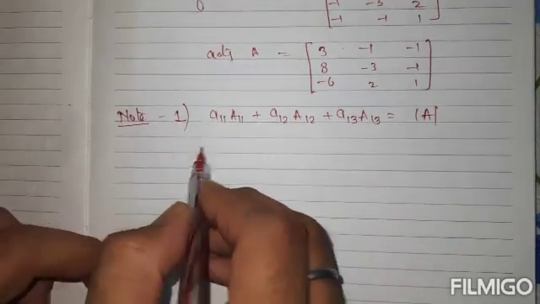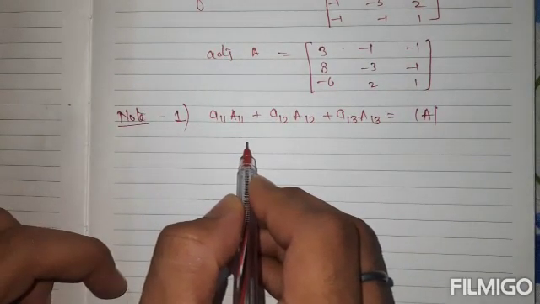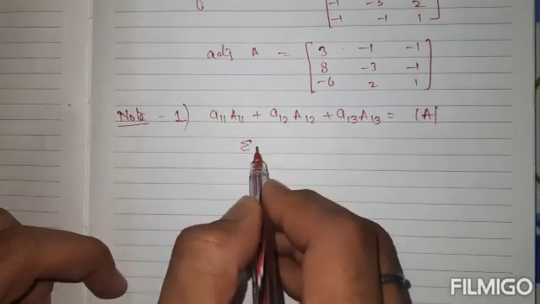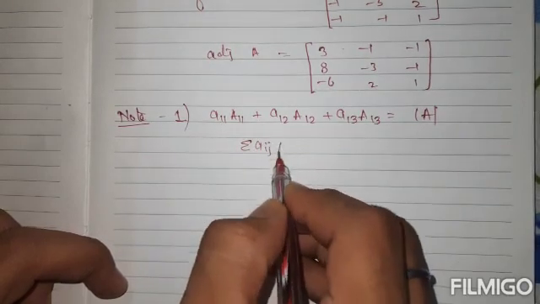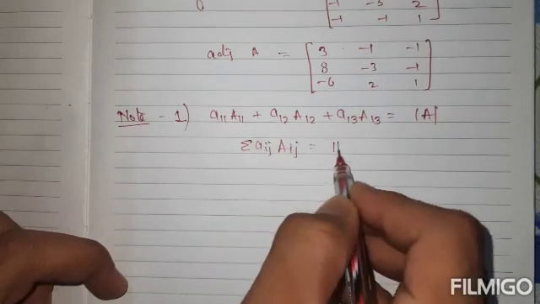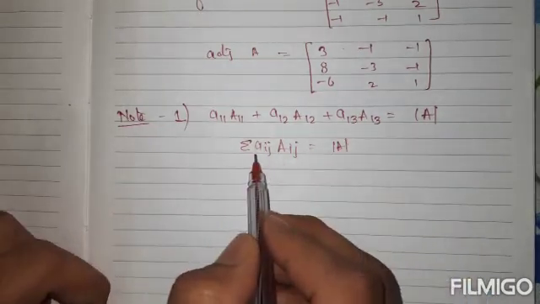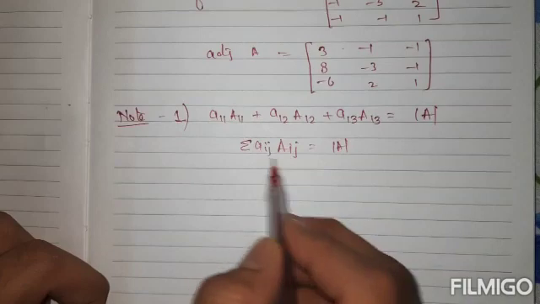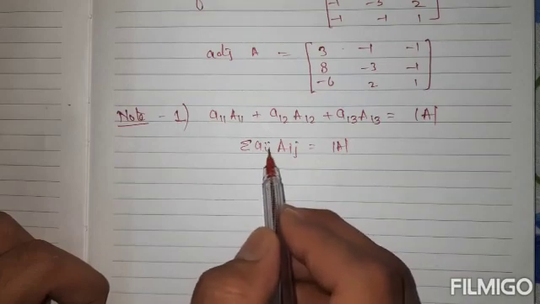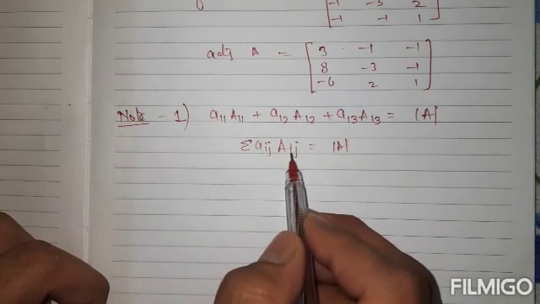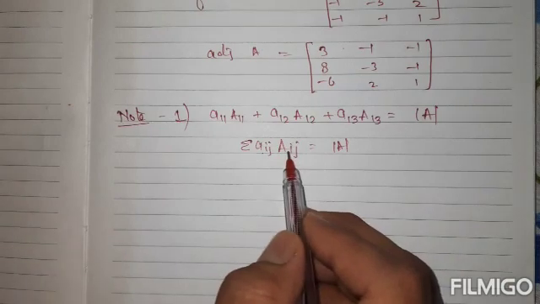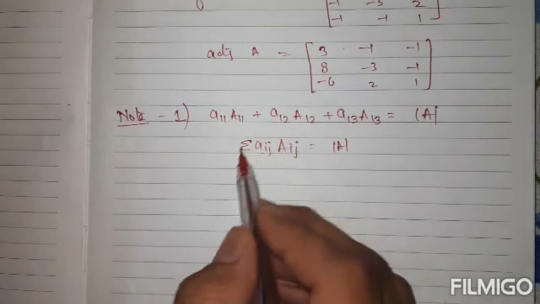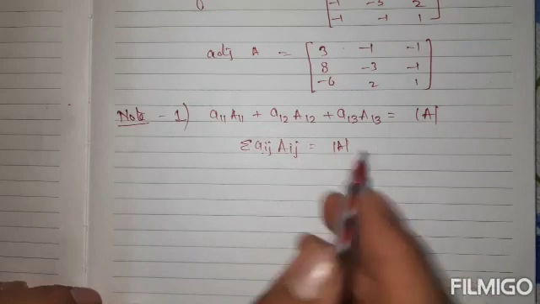In short it can be written as aij plus capital Aij is equal to determinant of A in general. Note that whichever is the row number and column number for that element, the same is the row number and column number for its cofactor. Its sum, linear combination, will give you this one.